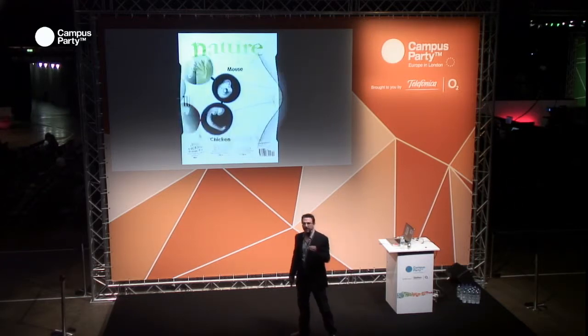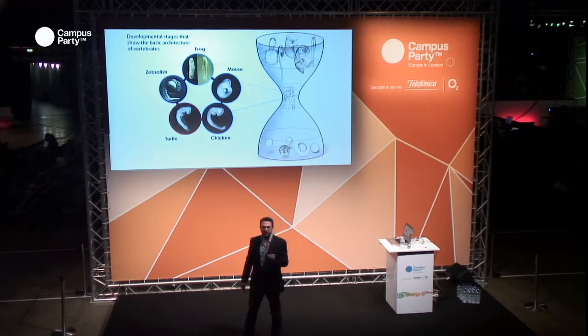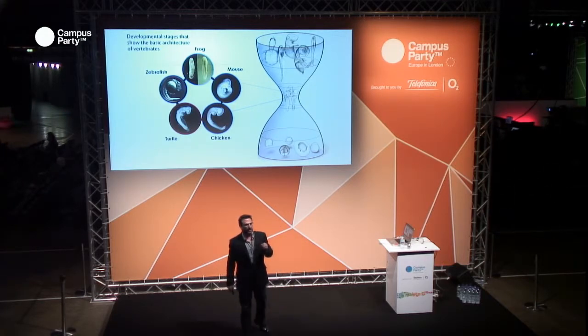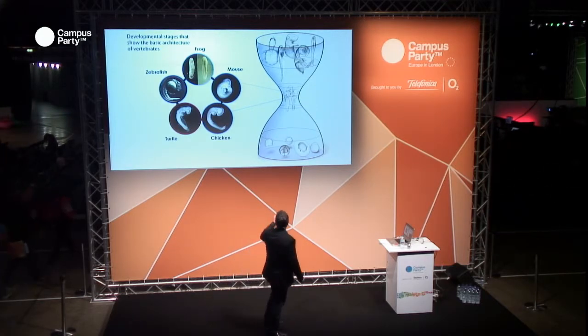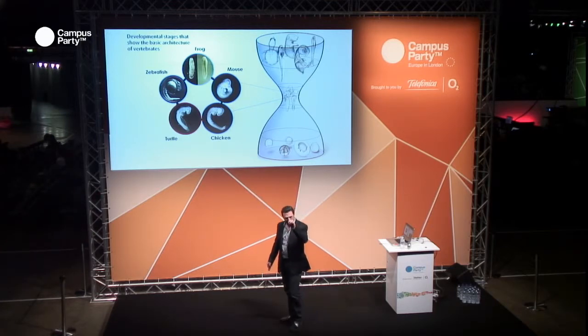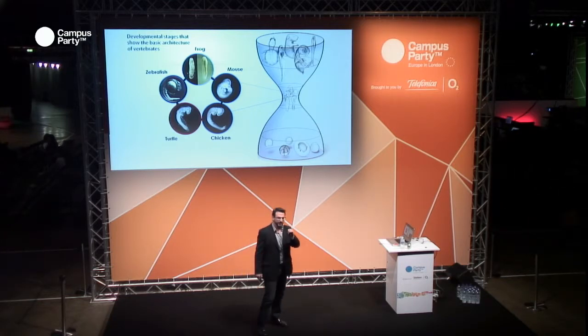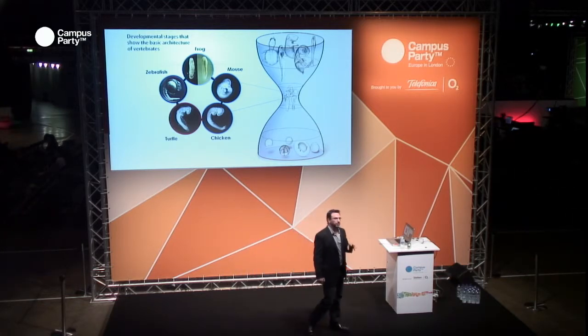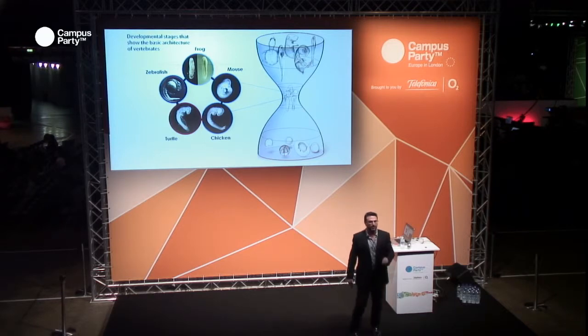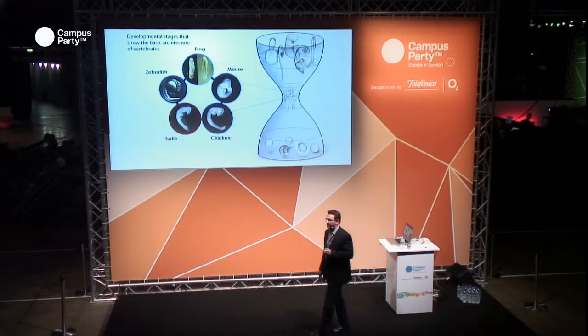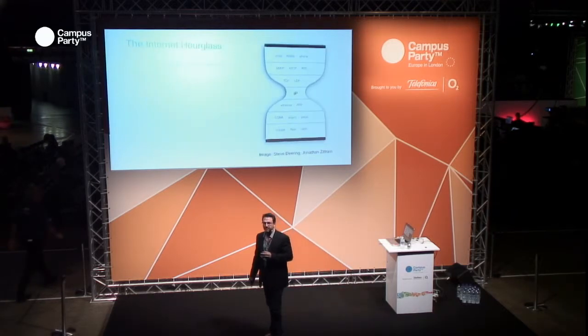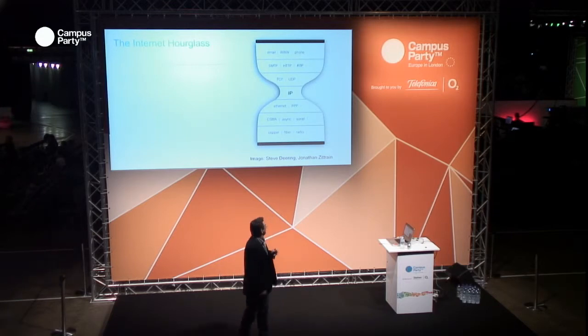And there's a similar thing in our own bodies, in the bodies of vertebrates. Whether you're a chicken, a turtle, a mouse, a zebrafish, or a frog, there's one point where you all look the same. You're sharing something that allows you to build these incredible complex structures. So we see this again and again in nature. The internet has its own hourglass. And at the center of that hourglass is IP.